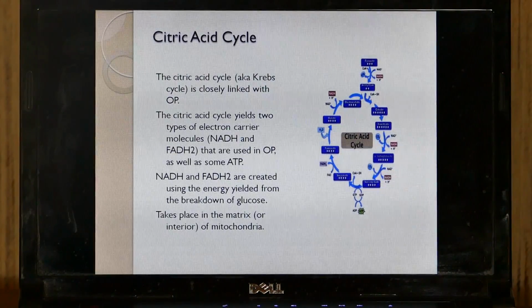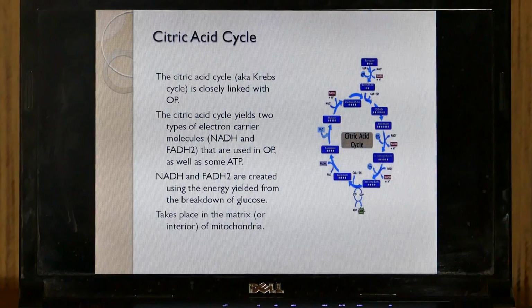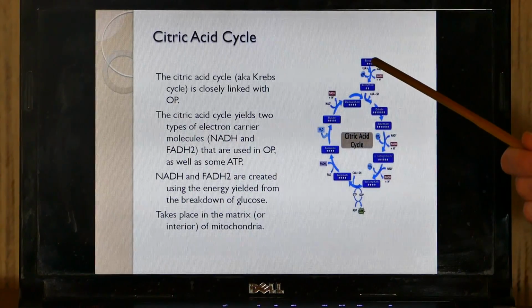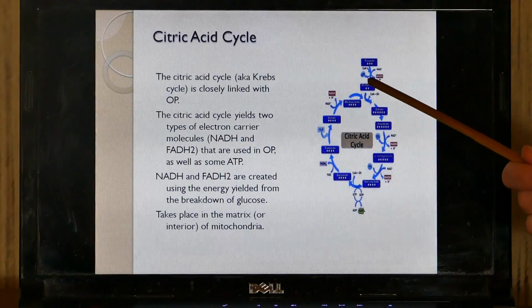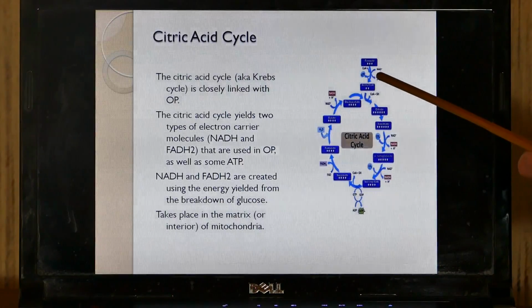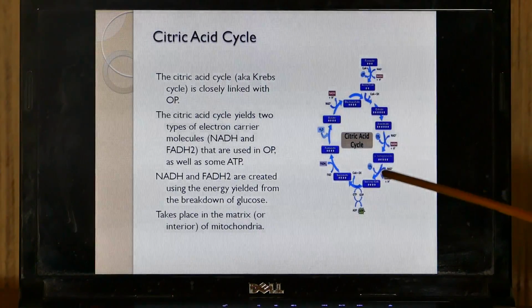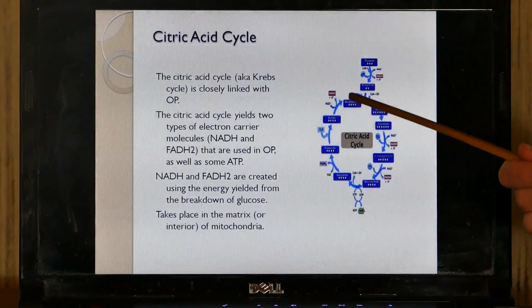So before we talk about OP, let's talk about the citric acid cycle because it's closely linked with OP. And there's some components created in the citric acid cycle that we're going to need in OP. So here's the cycle. Here's a separate reaction, pyruvate oxidation that happens at the beginning, but here's the main part of the citric acid cycle.